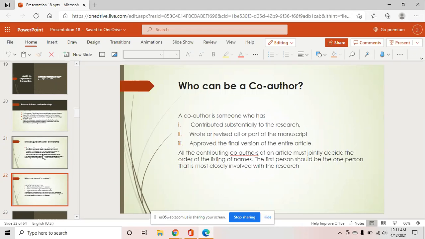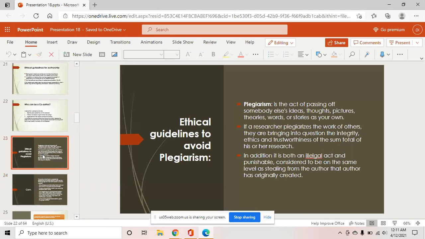Who can be a co-author? A co-author is someone who has contributed substantially to the research, wrote or revised all or part of the manuscript, and approved the final version of the entire article. All the contributing co-authors of an article must jointly decide the order of the listing of the names. The first person should be the one person that is most closely involved with the research.